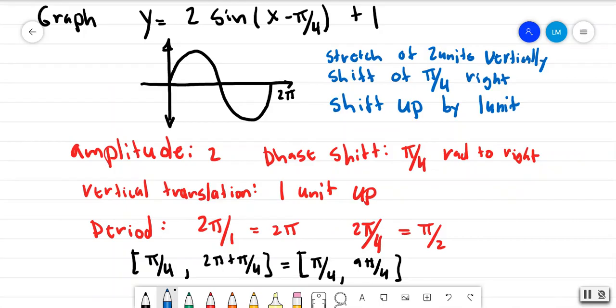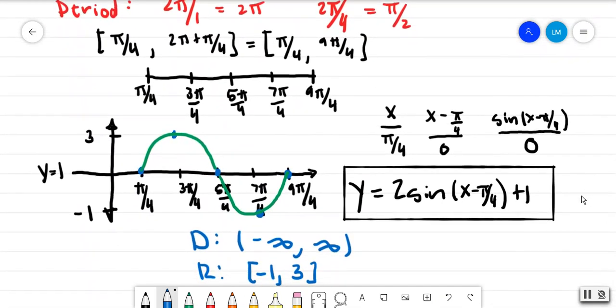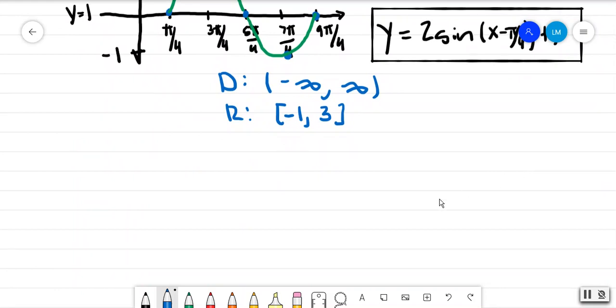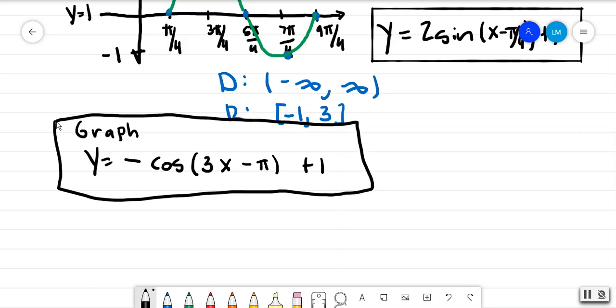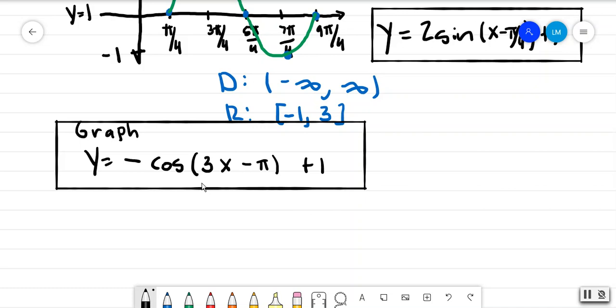Now, for example, we can look at another graph. Let's say that we want to graph y equals negative cosine of 3x minus pi, and then we'll just do plus 1. Now this graph is a little more complex in the sense that we have to do a lot of things to it. We need to figure out what the period is, what the phase shift is, and all those sorts of things.